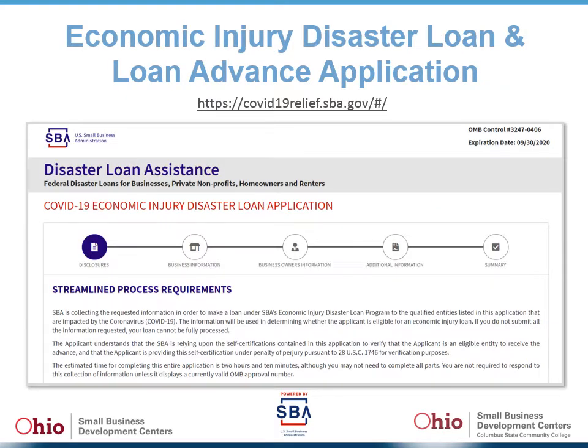Okay, let's take a look at the loan application itself. The website address to find the application is located right here above the image on the screen. Hopefully you can see my mouse. It is covid19relief.sba.gov/#/. That will take you to this first page of the application.